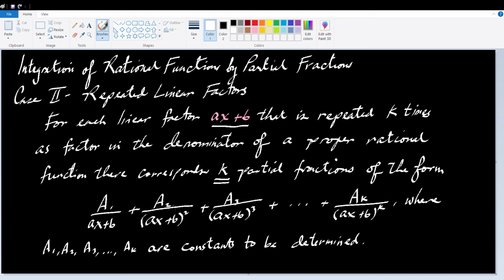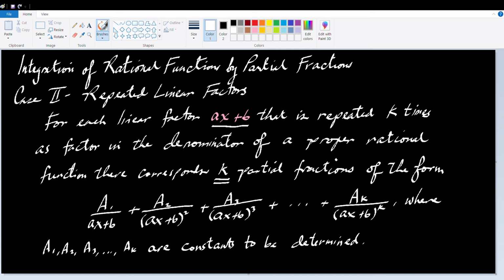sub 2 all over (ax plus b) squared plus a sub 3 over (ax plus b) cubed, and so on and so forth, plus a sub k all over (ax plus b) raised to k, where a1, a2, and a3 up to ak are constants to be determined. So, for the linear factor ax plus b, there is one partial fraction, a over ax plus b.